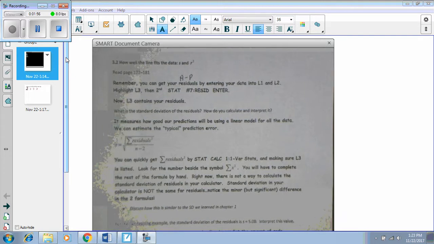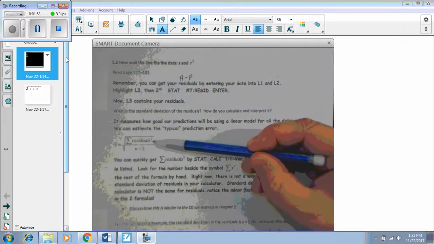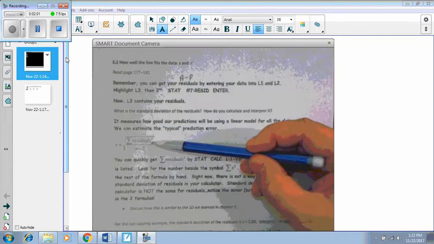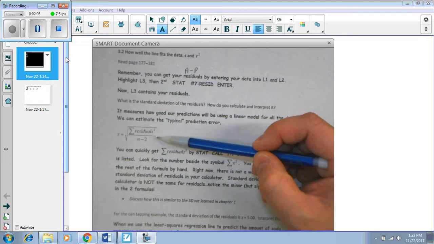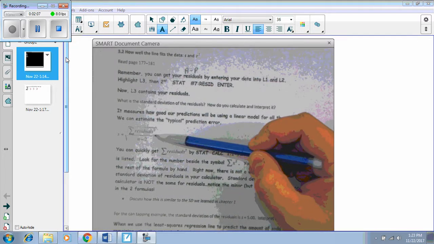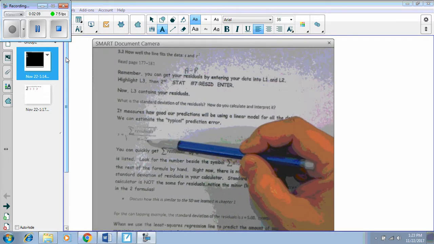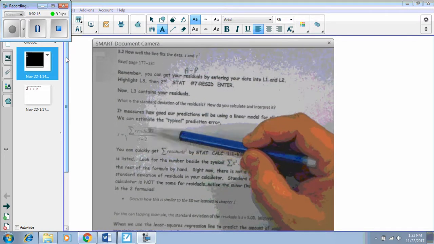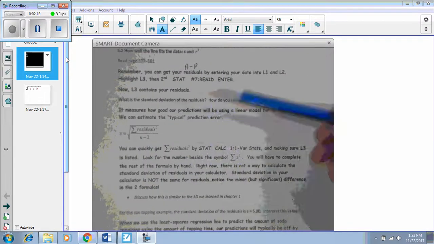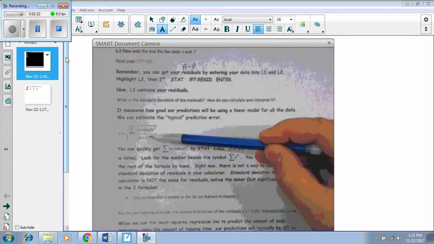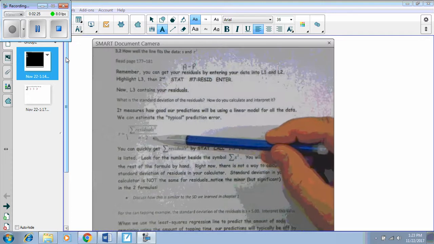And so here's the formula, which all this means is the sum of the residuals squared divided by n minus 2, where n is your total number of data points. So if you have 10 data points, you would divide here by 8. And then, of course, you take the square root of that. Now, right now, there is not a way for us to do this entire thing in our calculator. So you do need to make sure that you memorize this formula and you know how to calculate it.